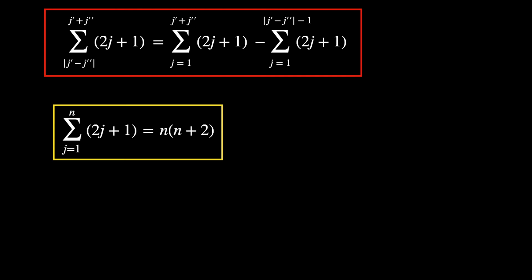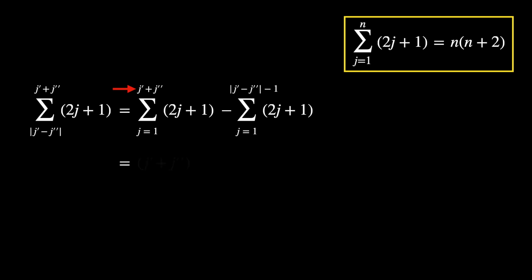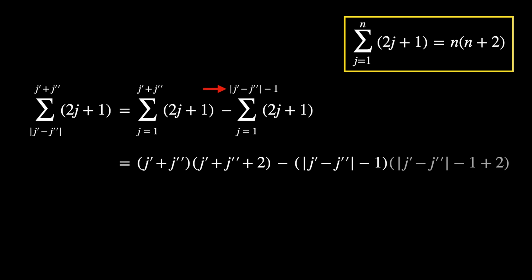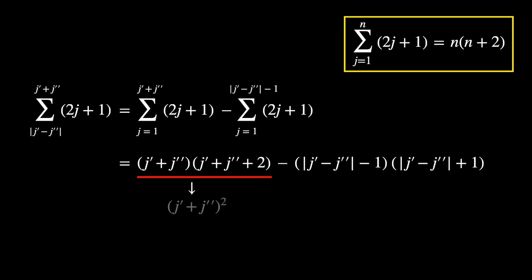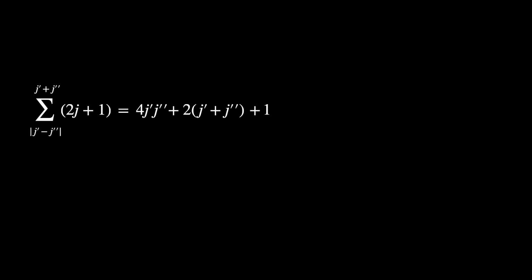We can now apply the formula in the yellow box to the two sums in the red box separately. For the first, n equals j prime plus j double prime. And for the second, the difference between these two terms gives. Then the remaining terms. Let's write this term as a product so that we can complete the square for the right-hand side.